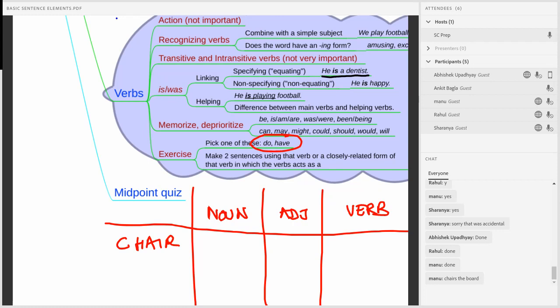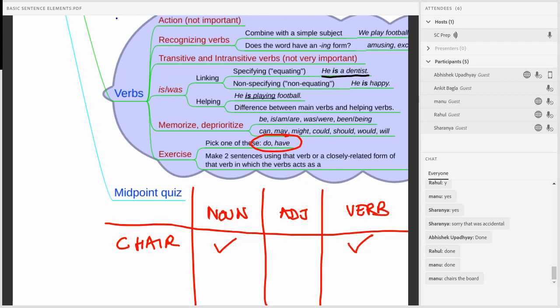Perfect. So we've got the right classification over here. Chair can be a noun, and it can be a verb. Now, how do you know it can be a noun? As Abhishek pointed out, you can say one chair, two chairs. It's a thing, right? Another way is using the tests that we discussed. The article test: a chair, the chair. The possessive test: my chair, your chair. So that's one way to do it.